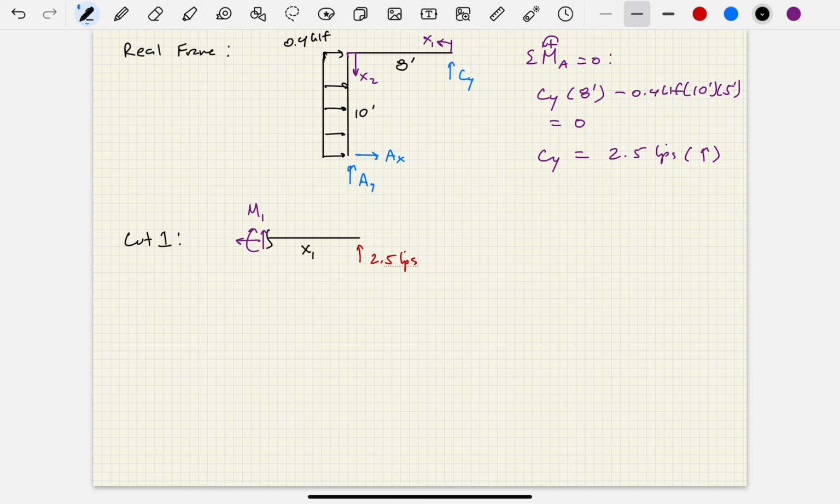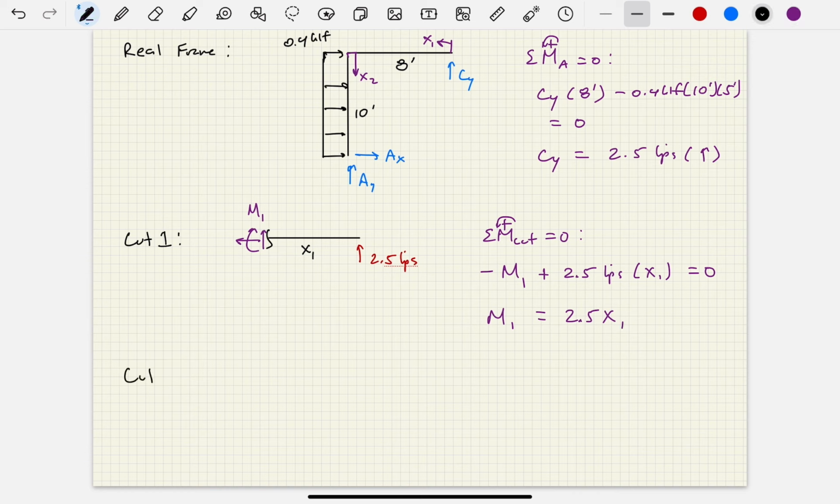And so here I'm going to go ahead and say sum of the moments about that cut equals 0. So I'll have negative capital M1 plus 2.5 kips times x1 equals 0. So, of course, capital M1 is 2.5 times x1, okay? So that's my capital M moment function for that horizontal member. I need to do this one more time. Let's color code this.